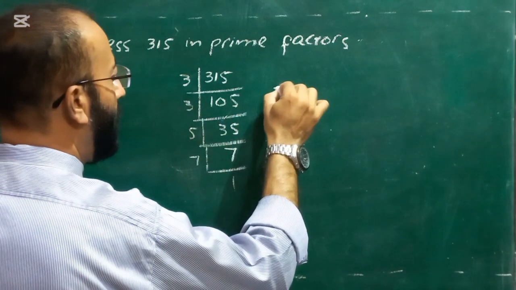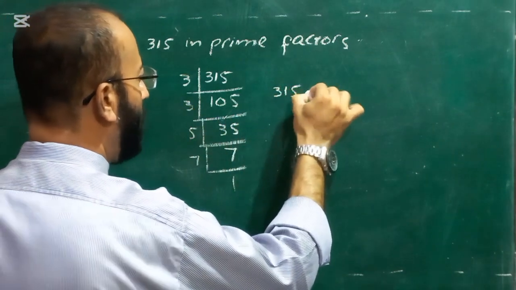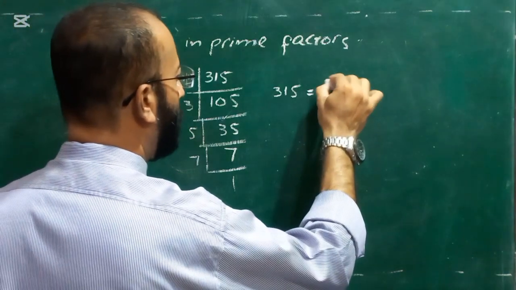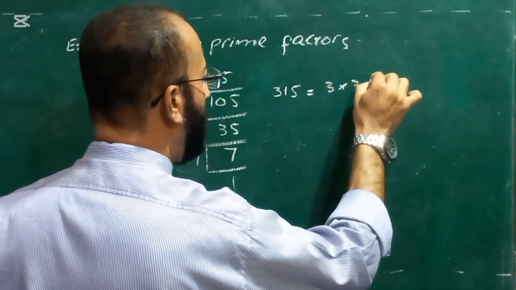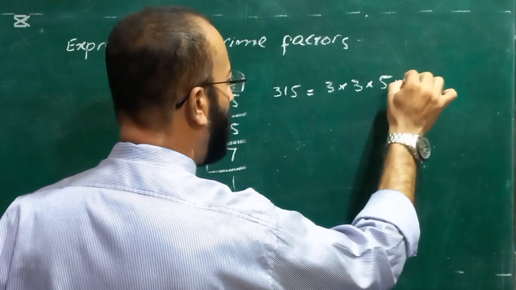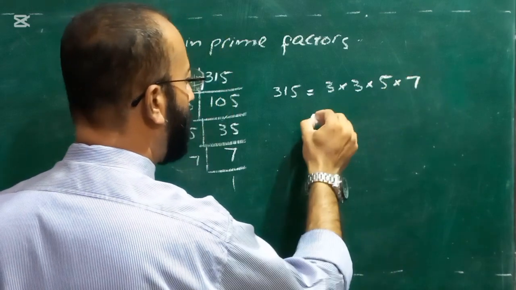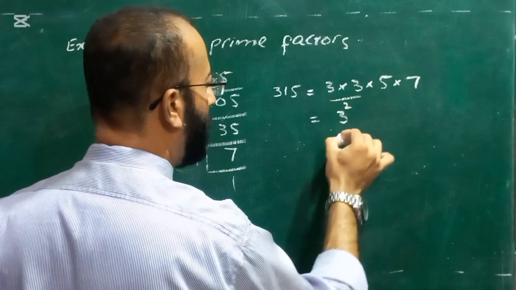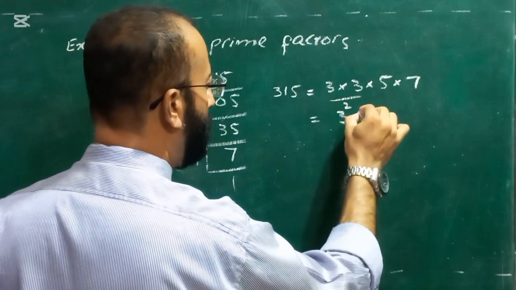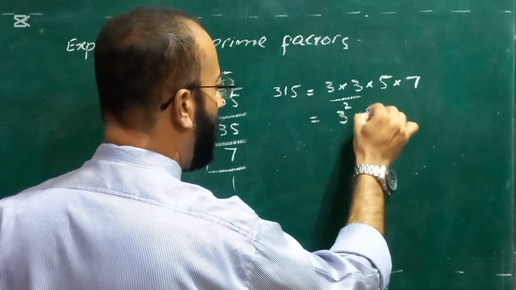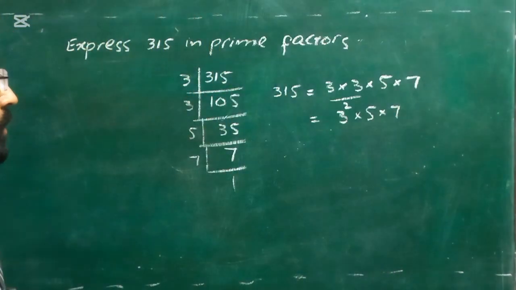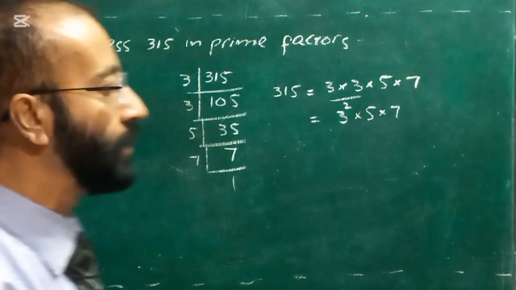So 315 is actually 3 multiplied by 3 multiplied by 5 multiplied by 7. Because 3 is coming 2 times, the method to write this number is 3 raised to power 2, and this 5 and 7 will be written as it is. So this is the prime factorization of 315.